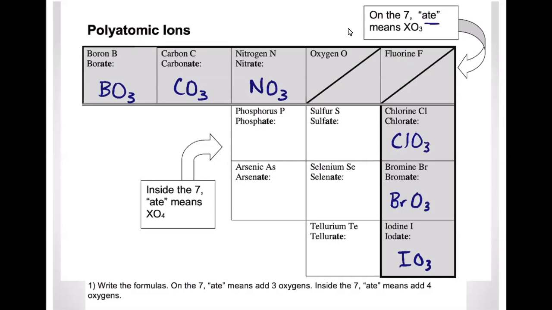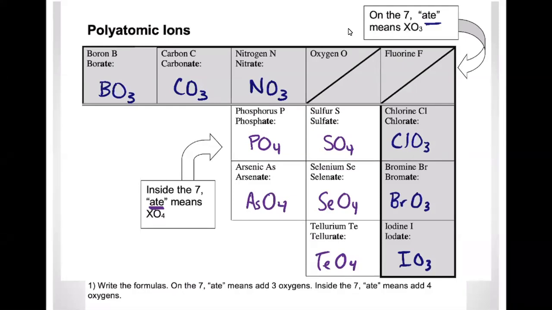Remember, ATE is kind of the basic name, the standard name ending. Now, if you're on the inside of the 7, so if you're in this group, and your name ends in ATE, you'll have 4 oxygens. So phosphate would be PO4, sulfate, SO4, arsenate, AsO4, etc. Selenate and tellurate. So that's how you figure out how many oxygens the polyatomic ion has. Now let's go over the charge. For each polyatomic ion, you need to know the name, the formula, and the charge.